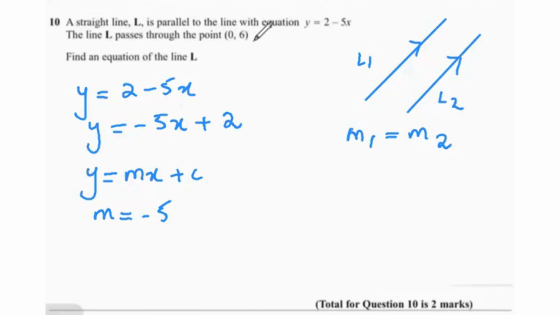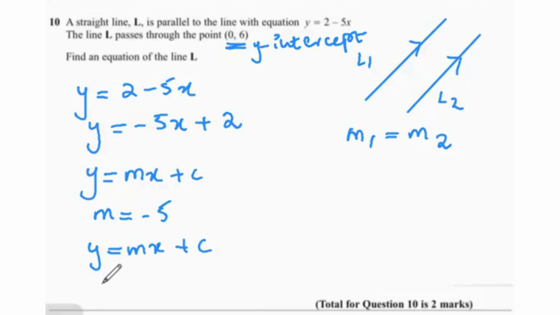Now, they have told us that this line passes through the point (0, 6), which is your y-intercept. As I've told you before, if the x value is 0 and the y value is greater than or less than 0, it is the y-intercept. So writing y equals mx plus c for the other line, m is negative 5 and c is positive 6. So this is your equation of the line L.